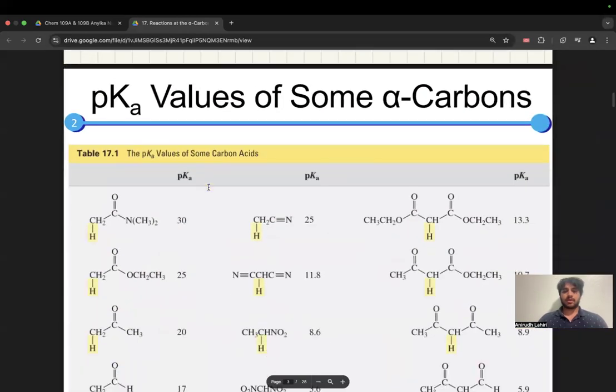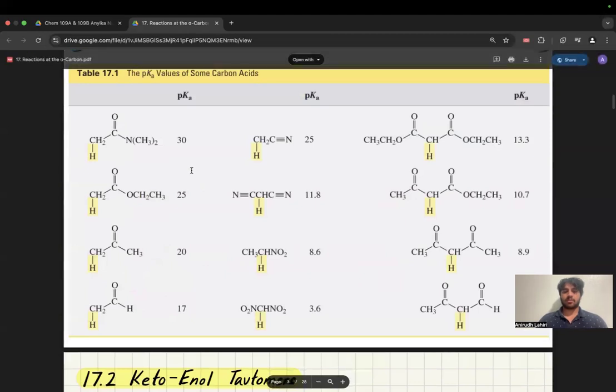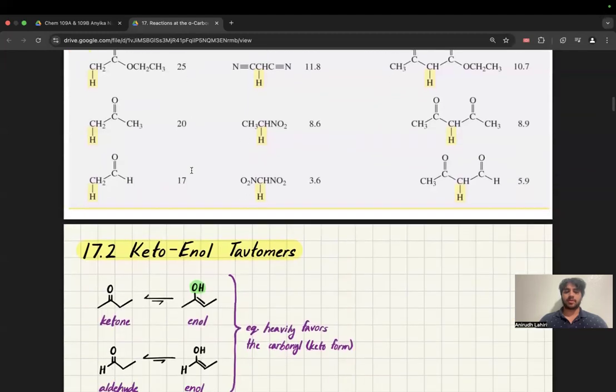Okay, so these are some of the pKa values of an alpha carbon in various different compounds. And I think it's sufficient to understand the trends associated with these, but I wouldn't concern yourself too much with memorizing each of them and being very hyper-specific about them.